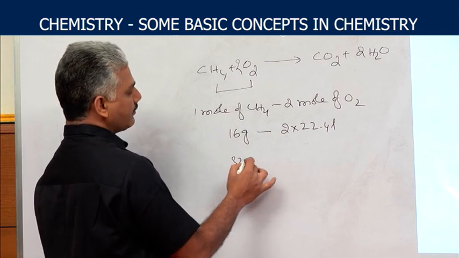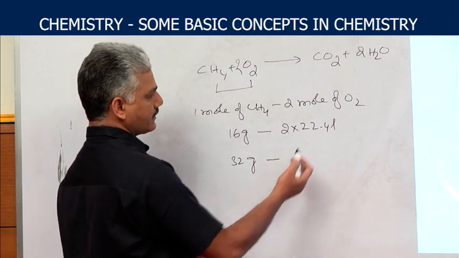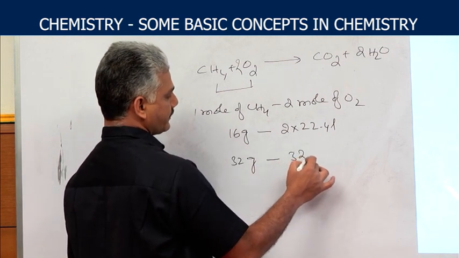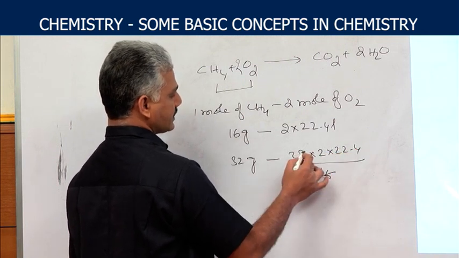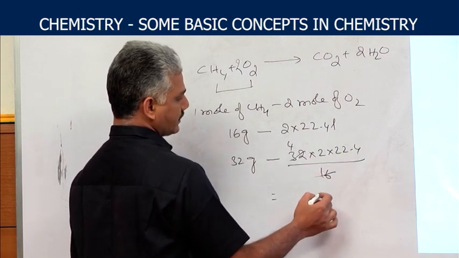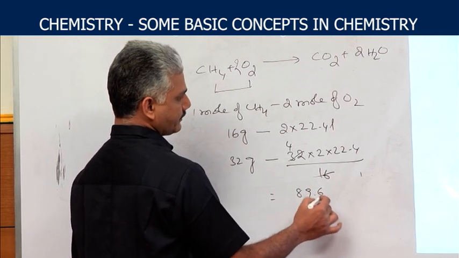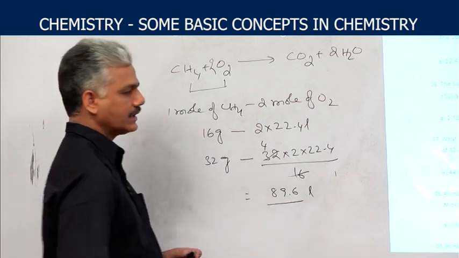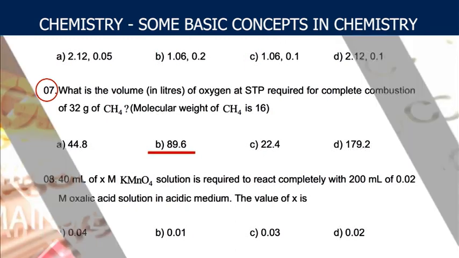The weight of methane given in the problem is 32 grams. So, 32 grams requires how much oxygen? 32 into 2 into 22.4 by 16. That comes out to 89.6 liters. So, the correct option for this seventh problem is B.